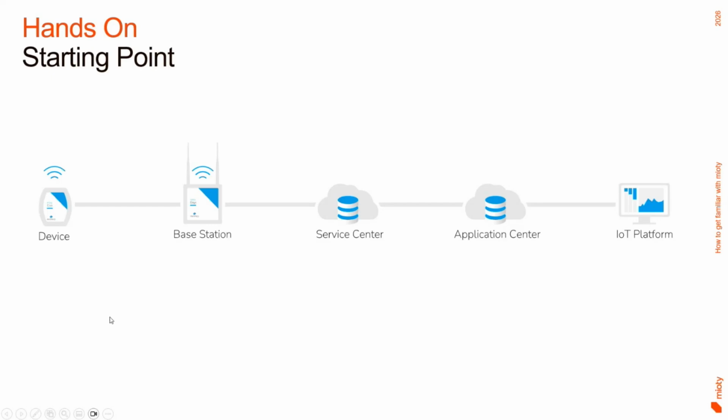What is the starting point? First of all, for those who are not so familiar with LPWAN or with mioty, we need, of course, a little bit of infrastructure and also some pieces of software. Of course, we need the end device. That's what we're building today. We also need a base station. This base station needs to be connected to a service center and an application center. And from there, you can collect the data into an IoT platform.